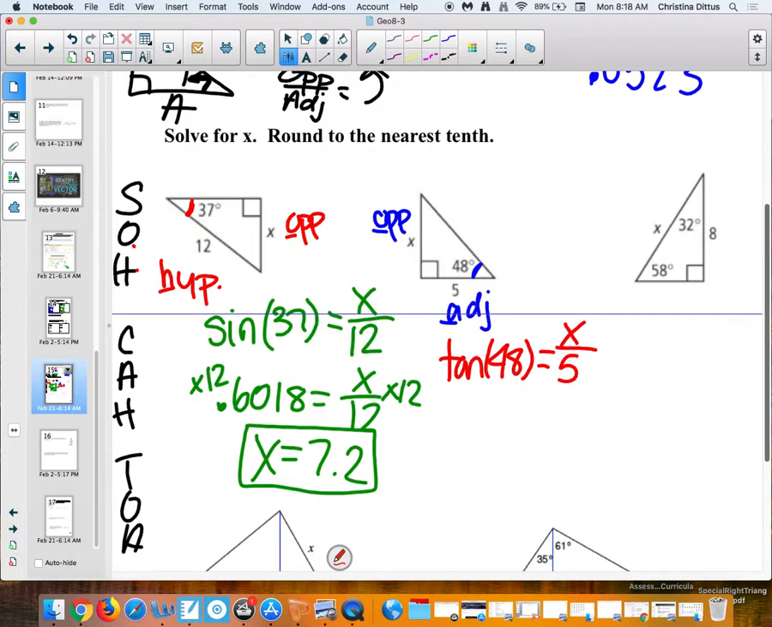5.5. What's the first thing people with answers are doing? Tan of 48. Tan of 48 gives me 1.1106. And I still have x over 5 here, so what's the last thing I need to do? Multiply it. Times by 5. Good. And what's my final answer? 5.6. Good.